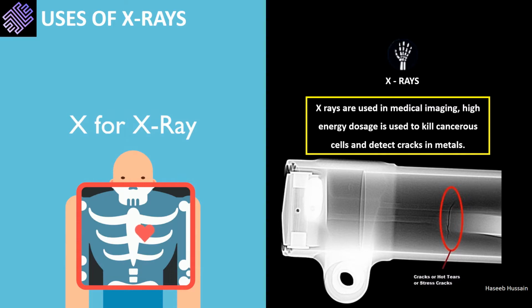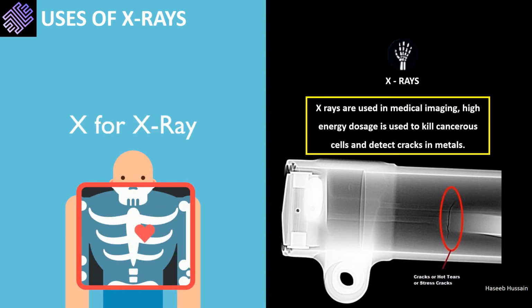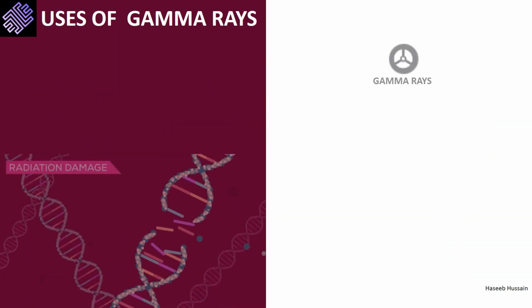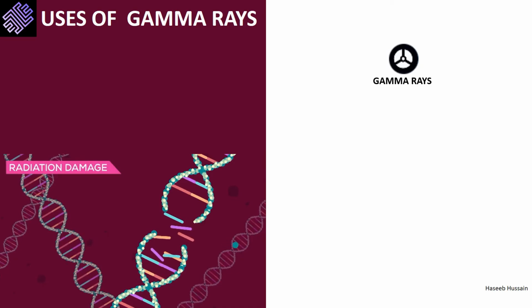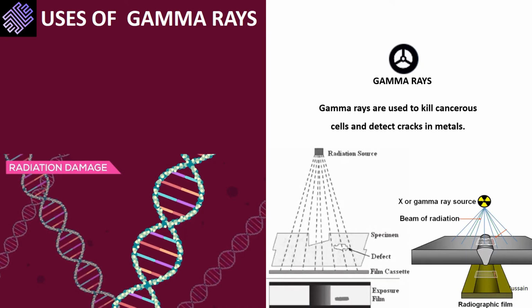As high energy radiations, X rays are used in industrial radiology to detect cracks as part of quality control process. Gamma rays are used to kill cancerous cells, but they are equally damaging to healthy tissues. Moreover, they can cause mutations in the DNA of an organism.